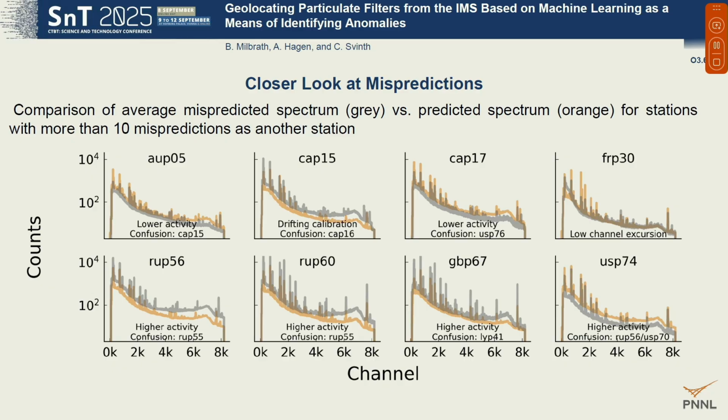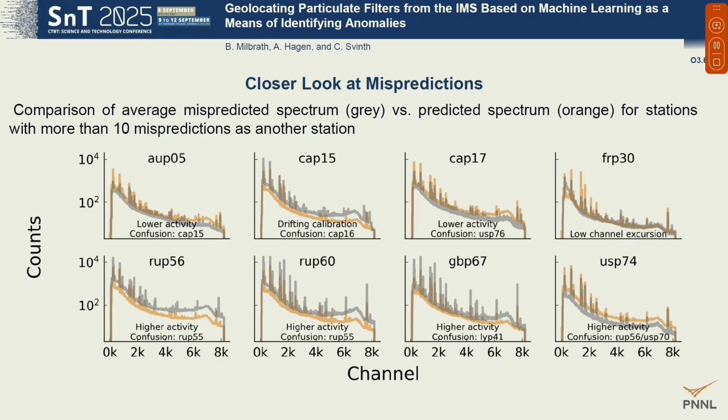Just to take a closer look at the mispredictions. So, for example, Canada 15 there, CAP 15. The orange represents its average spectrum, and the gray is the average misprediction when it's confused with Canada 16. All of these represent ones where you had at least 10 mispredictions of one station to another. And so what you're seeing is when Canada 15 gets more active, it starts to look like Canada 16.